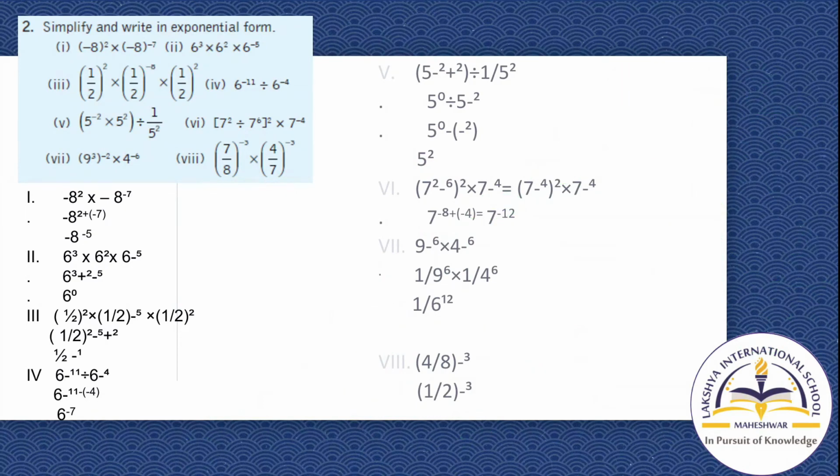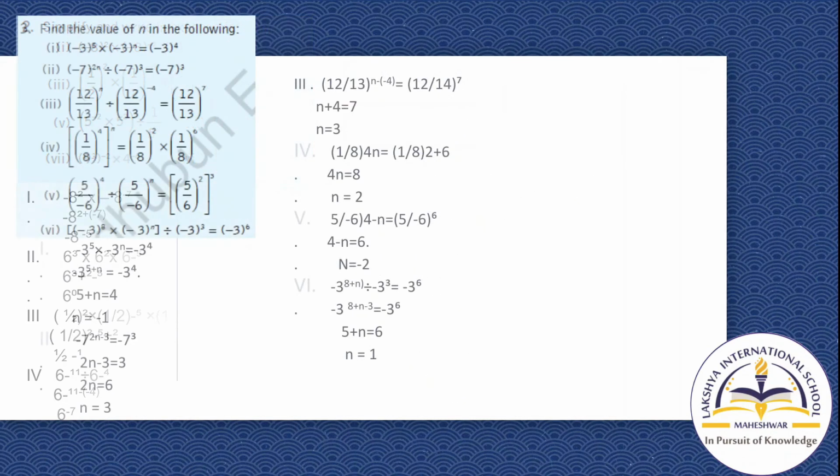So like this you have to solve this question. All the answers are given here, so you just have to write from the given answer. Find the value of n in the following: (-3)^5 × 3^n = (-3)^4. Now you have to find out the value of n here.